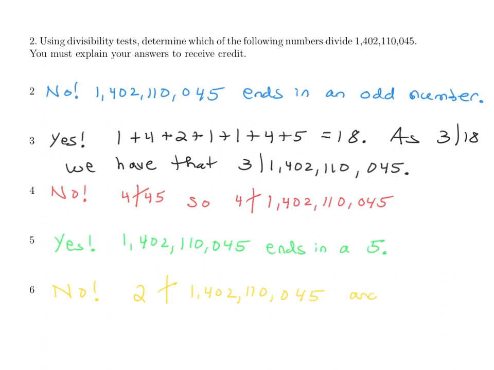And so 6 cannot divide the number either. The rule is both 2 and 3 must divide this for 6 to divide it.